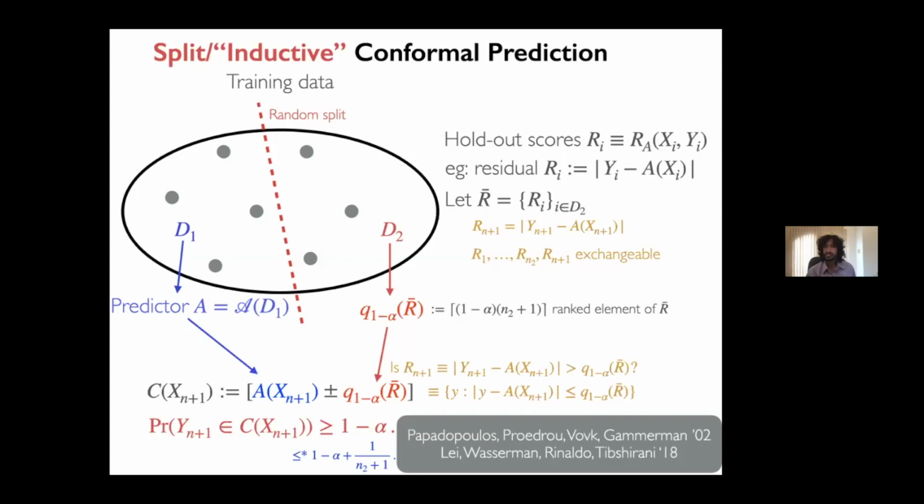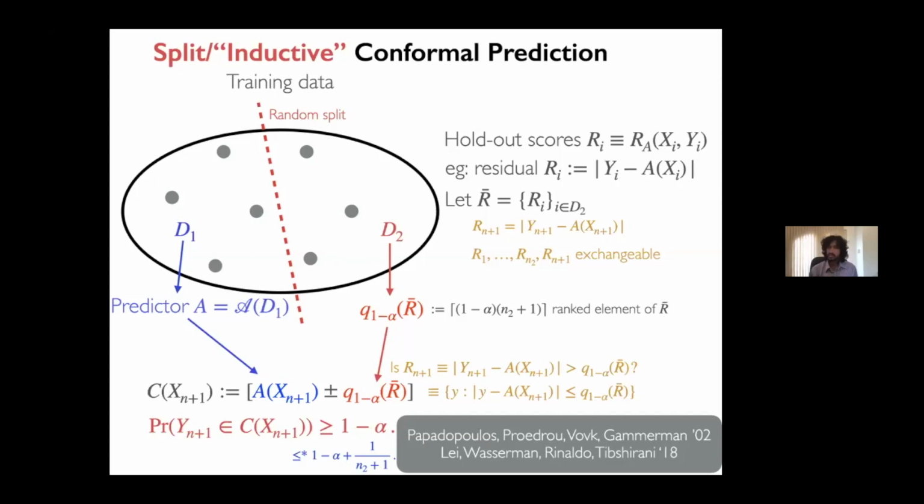Well, it wouldn't, meaning I would make an error, if capital Yn+1 minus A of Xn+1 was too large, if somehow it looked a bit too extreme, meaning that difference, which is Rn+1, is larger than Q1 minus alpha of R bar. If that's the case, then I'll make an error.